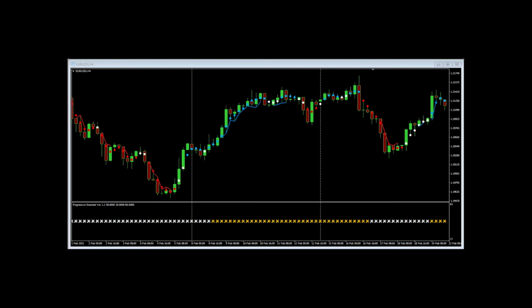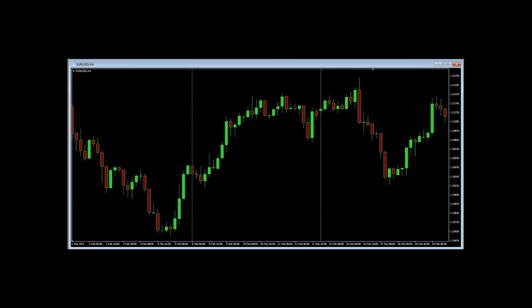Here's the same chart without any of the progressive indicators. How would you trade this chart? Now here is the same chart with the indicators.